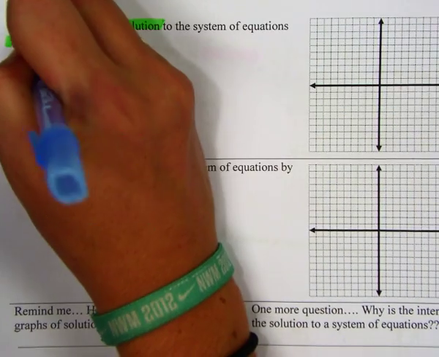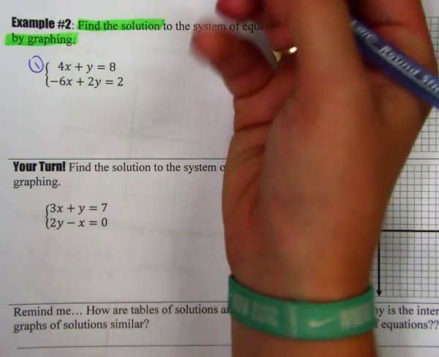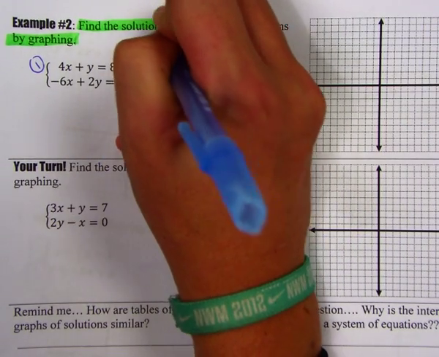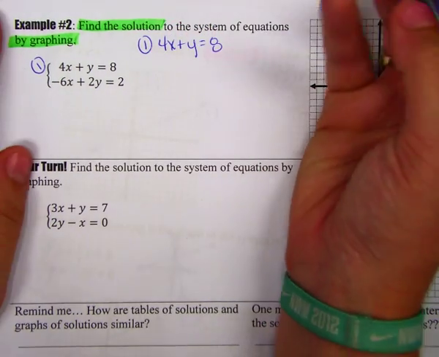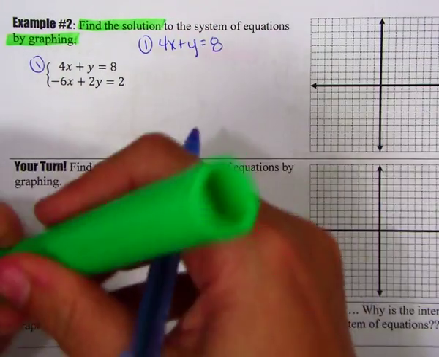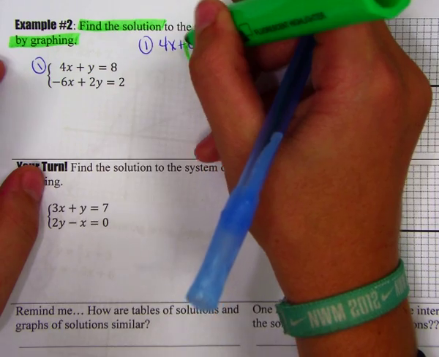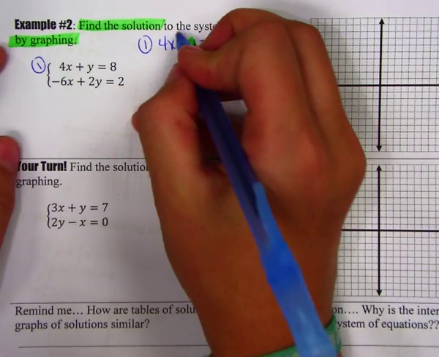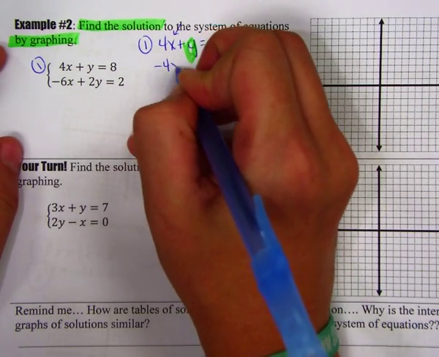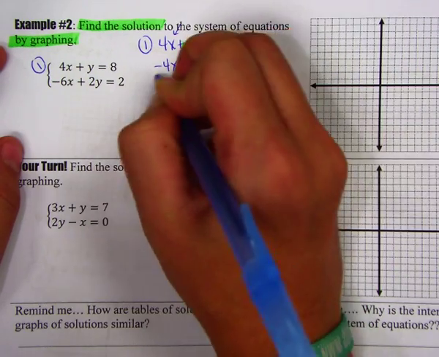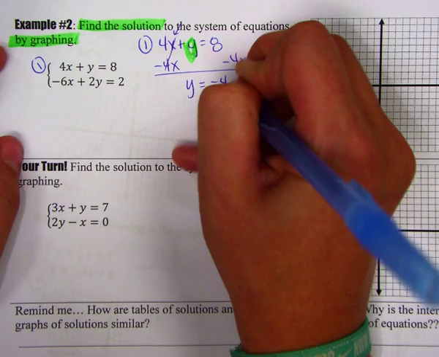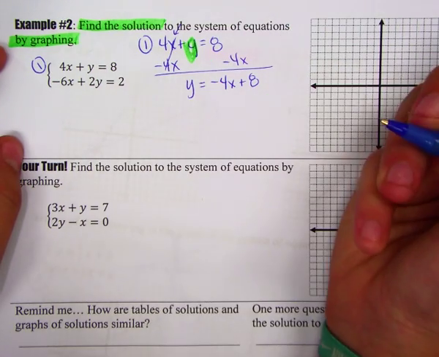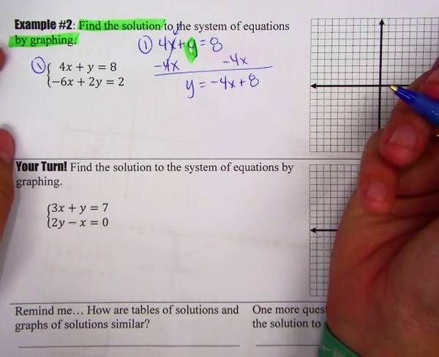All right, equation number 1 is not in slope-intercept form, so I'm going to come over here and do some scratch work. To isolate y, I'm going to move the other term first by subtracting 4x on both sides. I'm left with y equals negative 4x plus 8. Since y is by itself, we're good to go.